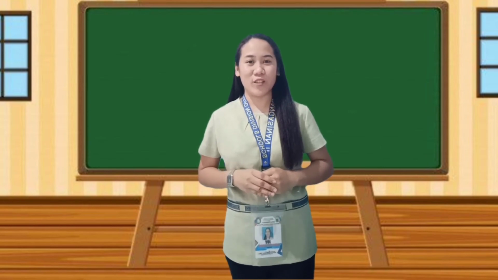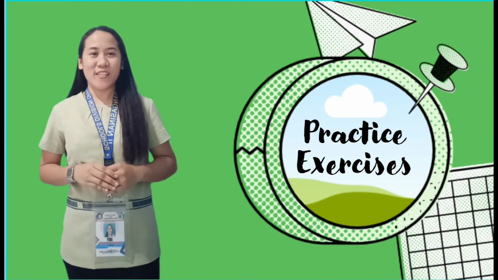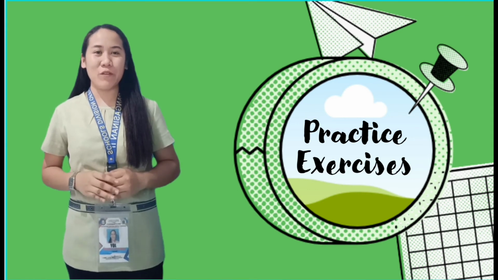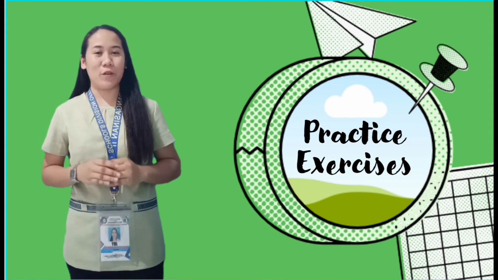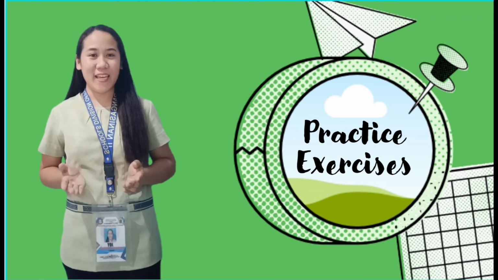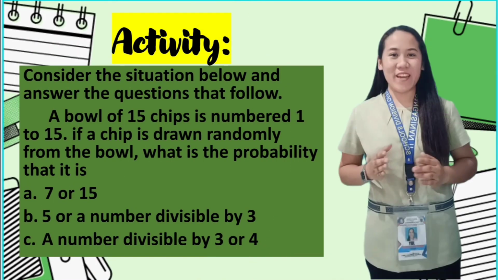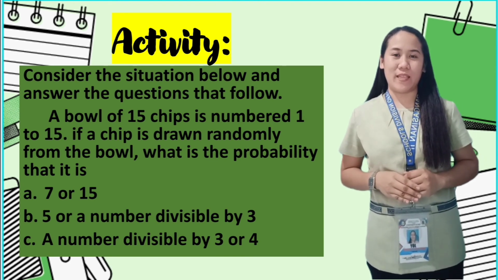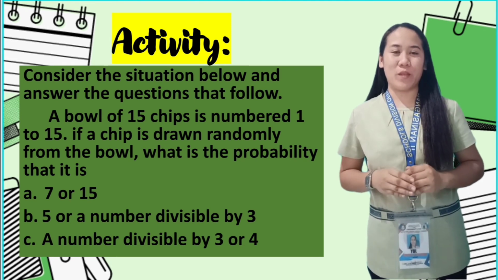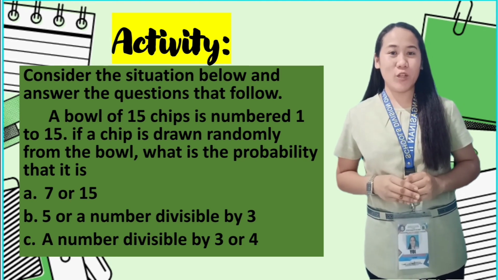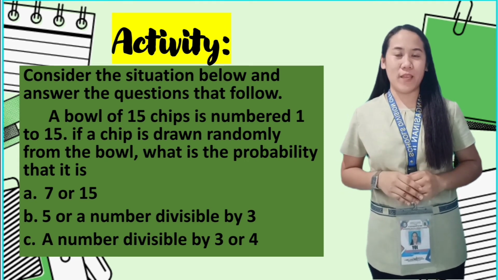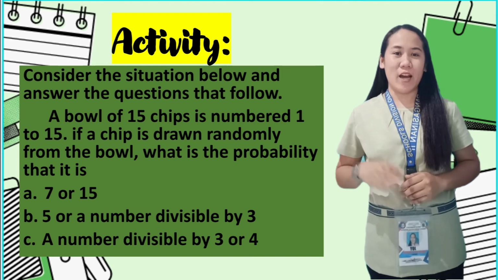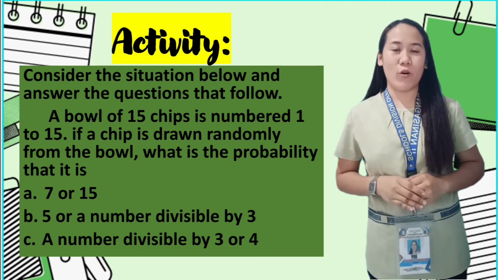It is time to check your understanding. Consider the situations below and find the probability of each problem. So I will give you minutes to answer and we will check if you got the correct answers. Are you ready? So let's start. So here is your question. A bowl contains 15 chips numbered 1 to 15. If a chip is drawn randomly from the bowl, what is the probability that you will get 1, 7, or 15? 2, 5, or a number divisible by 3? And lastly, a number that is divisible by 3 or 4.